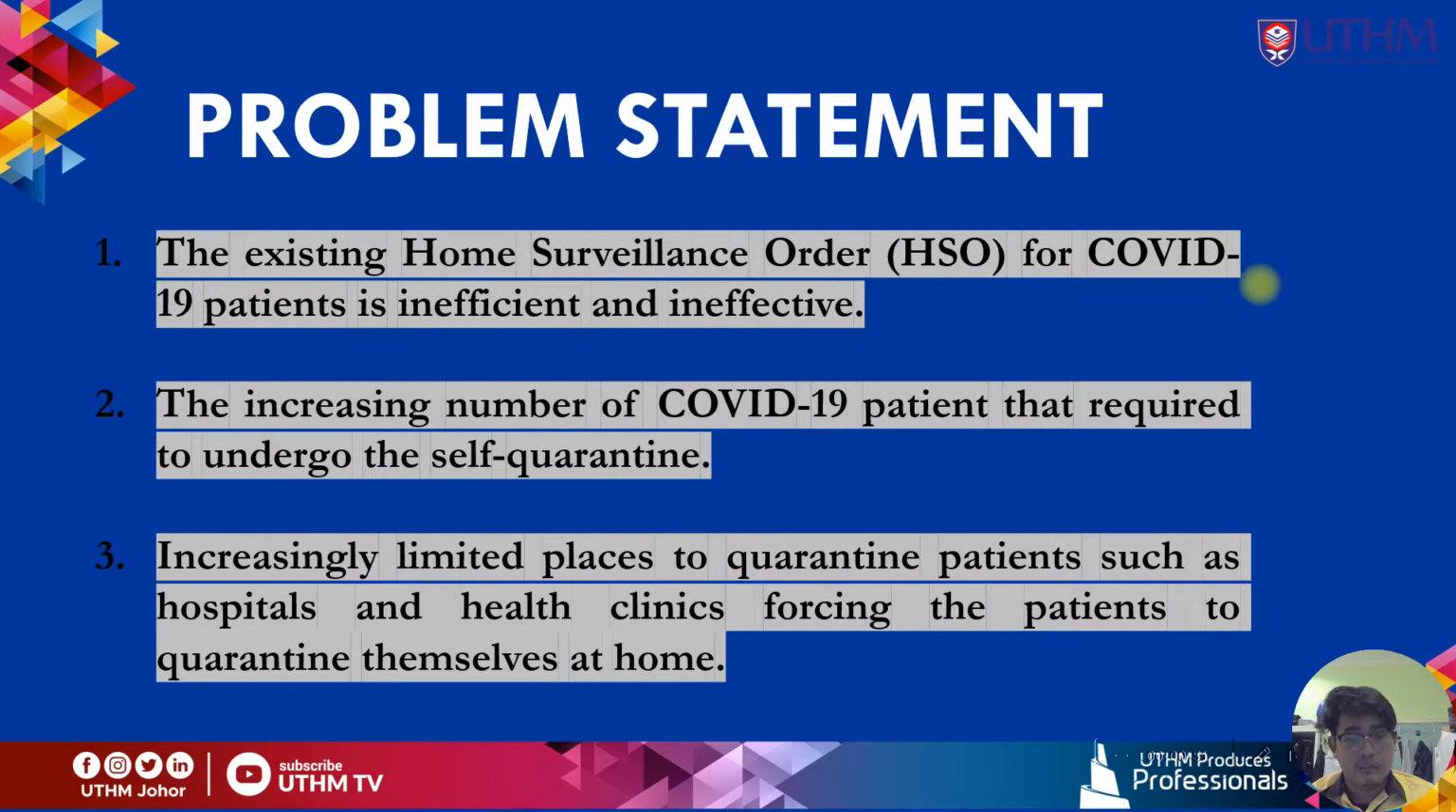For the problem statement, the existing home surveillance order for COVID-19 patients is not efficient and effective. Next is the increasing number of COVID-19 patients that are required to undergo self-quarantine. And lastly, increasingly limited spaces to quarantine patients, such as hospitals and health clinics, forcing the patients to quarantine themselves at home.